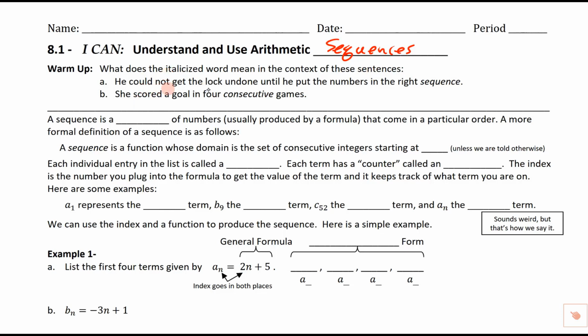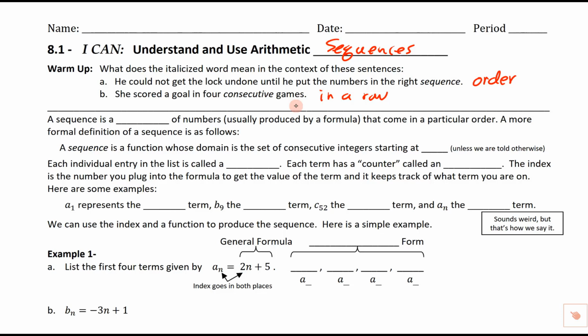So it says, he could not get the lock undone until he put the numbers in the right sequence. Well, if you've worked with a combination lock before, you need to get the numbers in the right order. So let's write the word order right here. So when we're talking about getting things in the right sequence, we're talking about having them in the right order. And then it says she scored a goal in 4 consecutive games. Well, 4 consecutive games would be 4 games in a row.